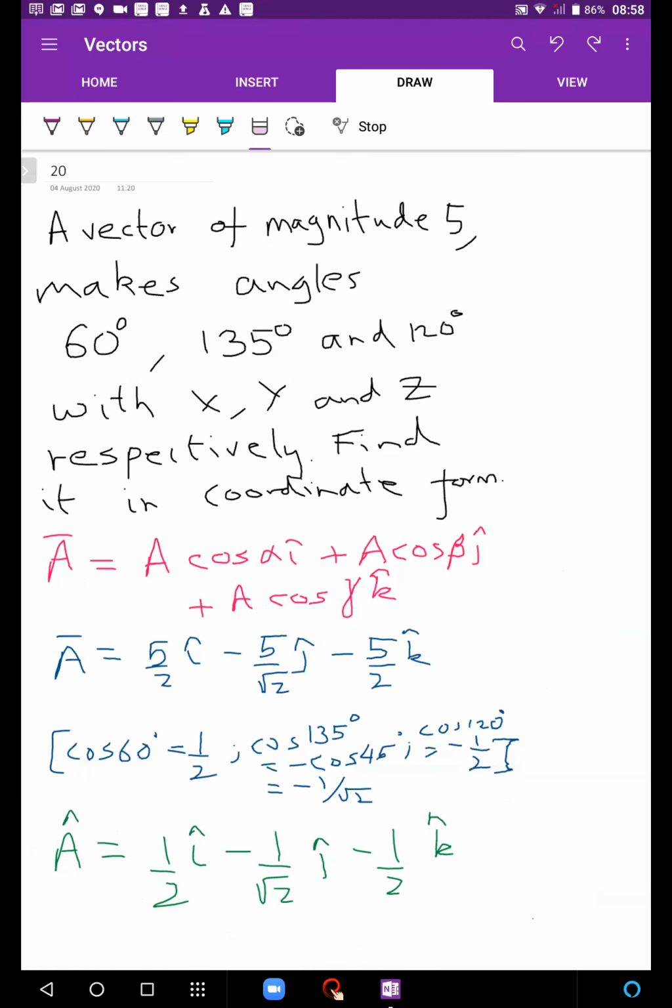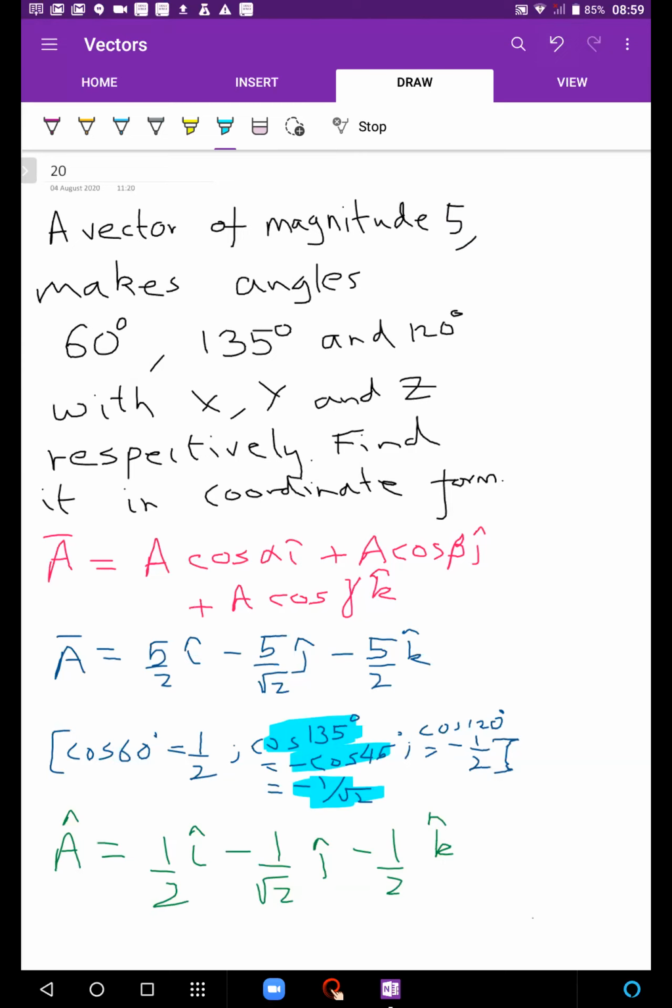So A bar is A cos alpha I cap plus A cos beta j cap plus A cos gamma k cap. That's a straightforward formula. What do we do with that now? A is 5. Alpha is 60. The cos 60 degrees is half. So the first one becomes 5 by 2, 5 into half, I cap. The next one, cos 135 degrees is negative of cos 45 degrees. So it's negative of 1 by root 2.